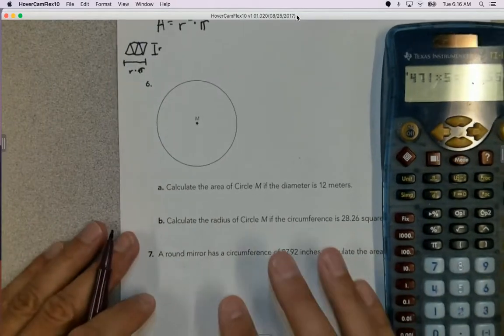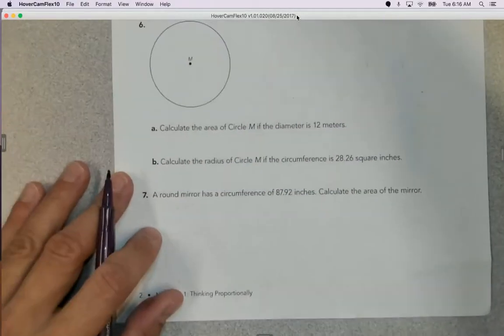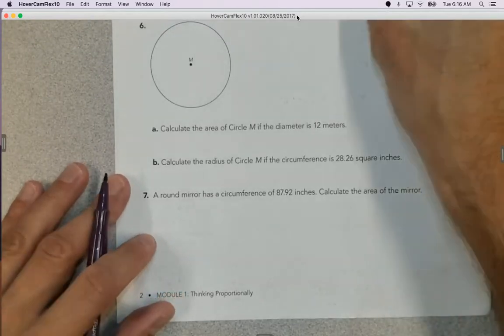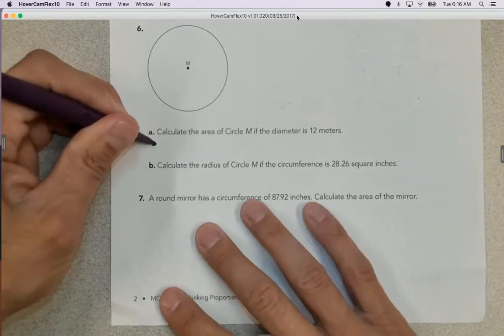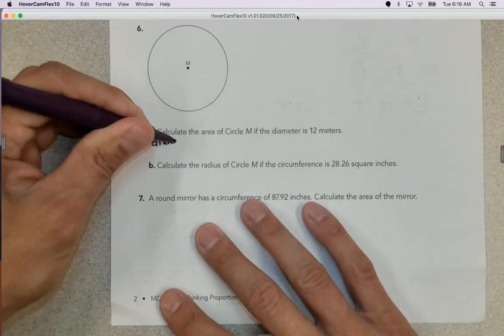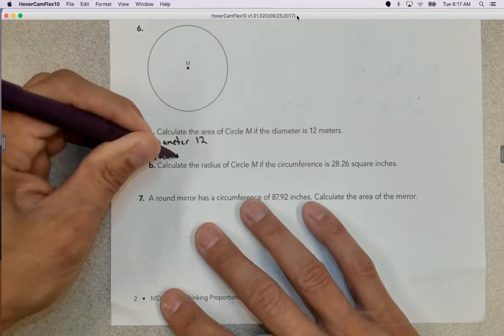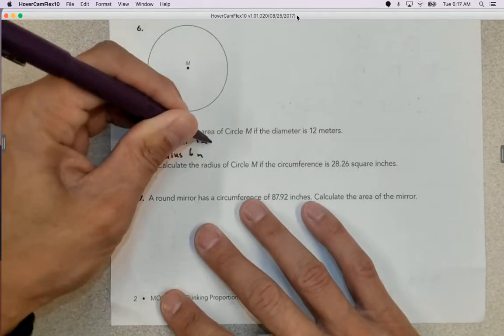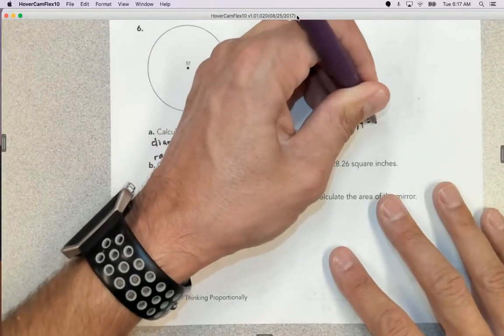6. Calculate the area of circle M if the diameter is 12 meters. Okay, so if the diameter is 12 meters, that means the radius is 6 meters. And then my formula is area is radius squared times pi.